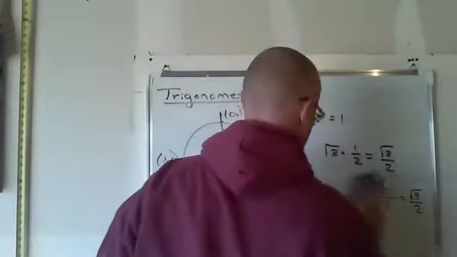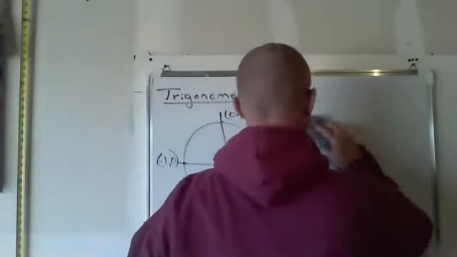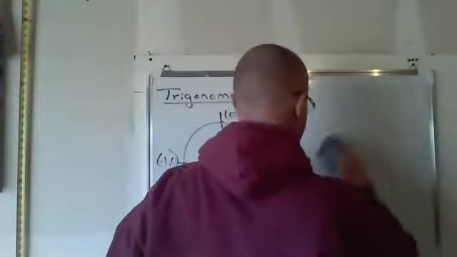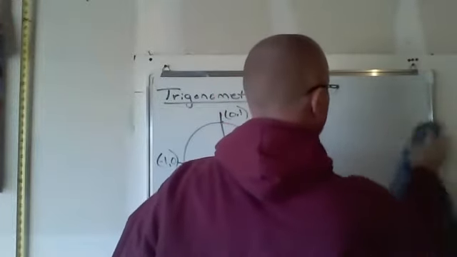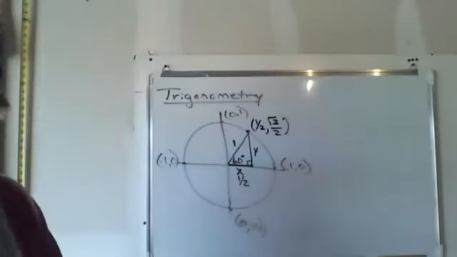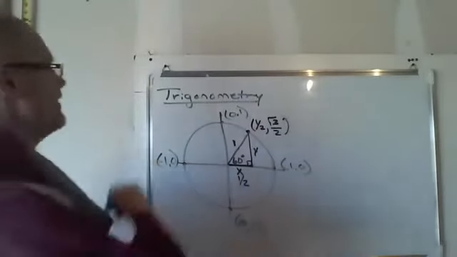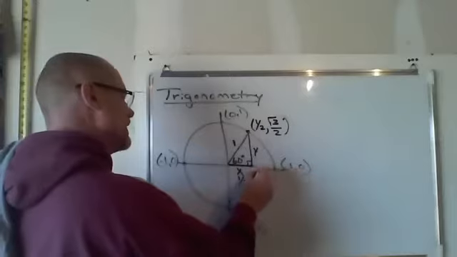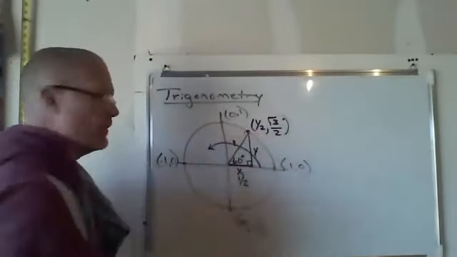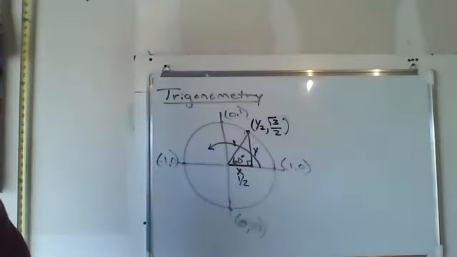But wait a minute. What if my triangle's not in that quadrant? What if I rotate past that? Let's think real quick. How far would I have to rotate into quadrant 2 before I get an identical triangle there?